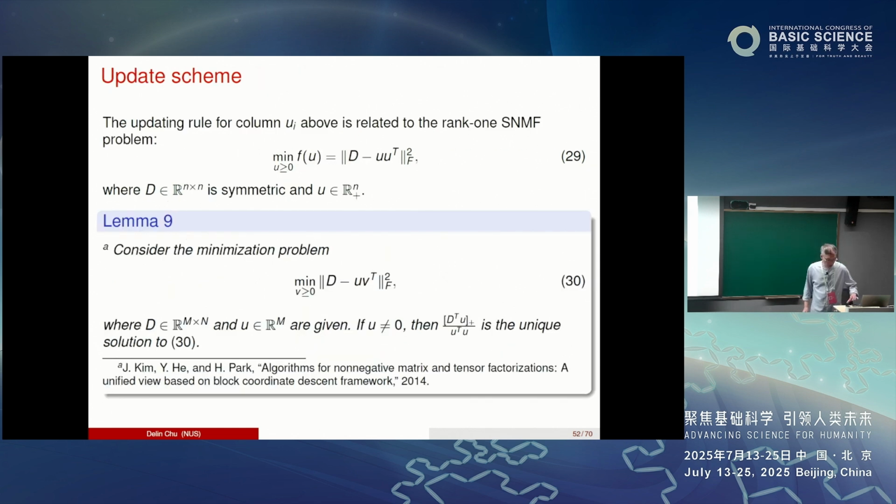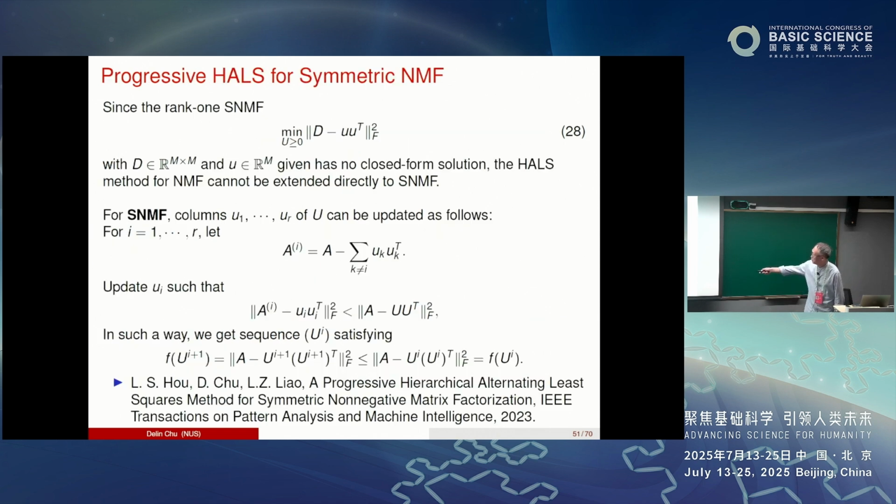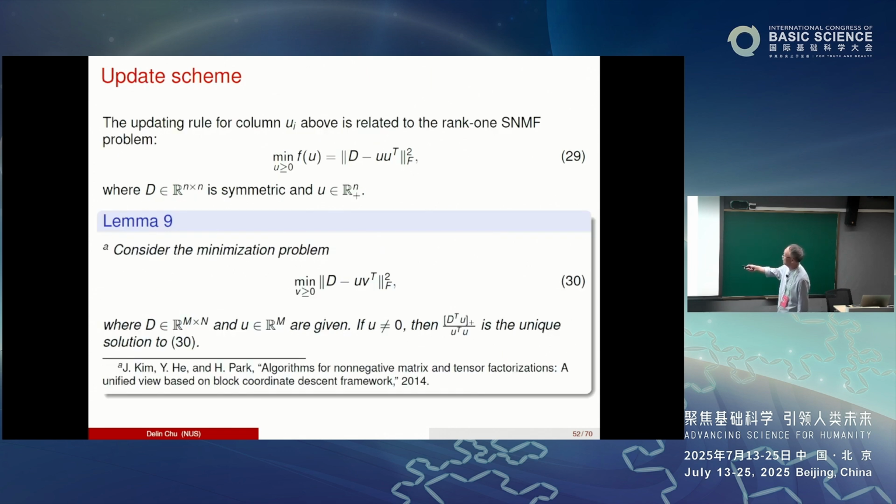In order to find such Ui, we need to consider this rank 1 symmetric non-negative least squares matrix factorization. So now we focus on the rank 1 symmetric non-negative matrix factorization problem: the squared Frobenius norm of D minus U U transpose, where D is symmetric. Well, now U should be non-negative.